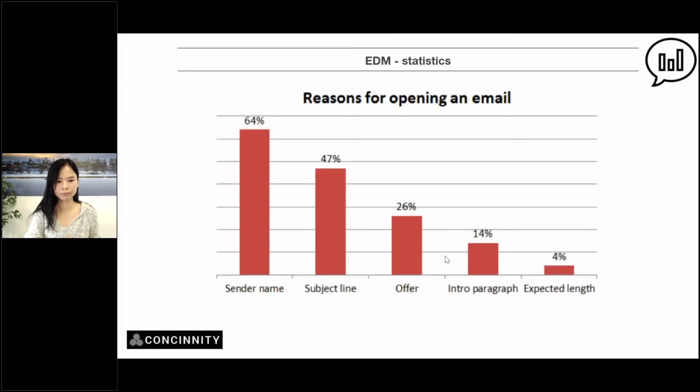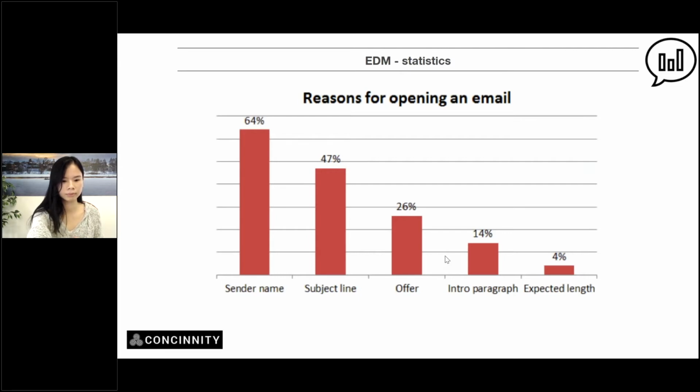Sender name. The most important thing. The majority of people make a decision whether to open an email or not based on the sender name. That is 64% of the total people who decide whether they're going to actually look into that email or not based on that. Second is the subject line, right? Almost half the respondents open the email based on whether they find the subject line intriguing or not. So those are the two most important things.